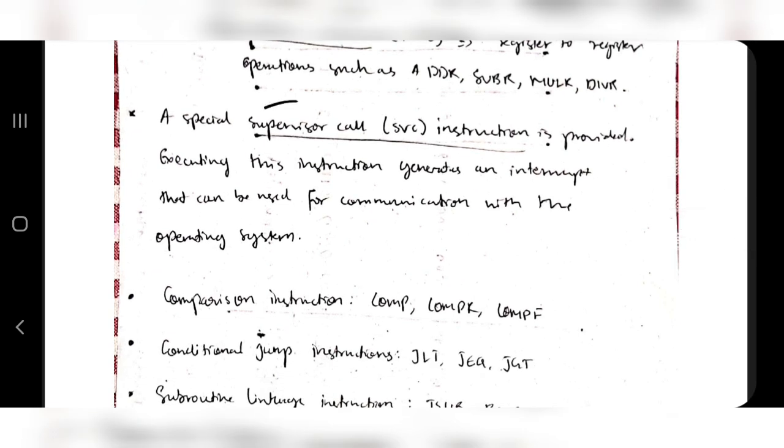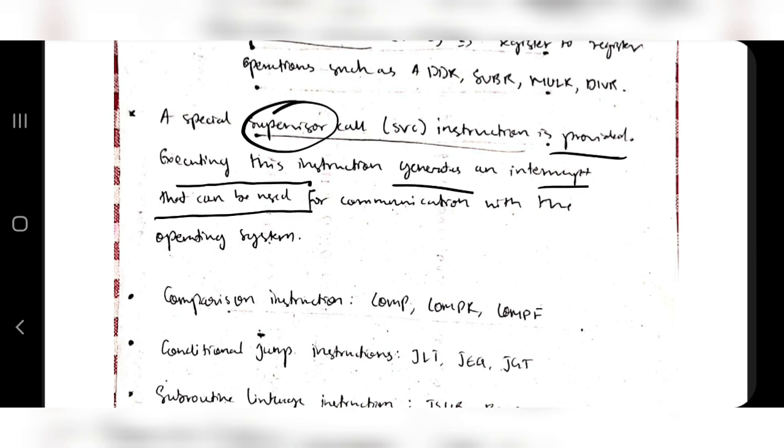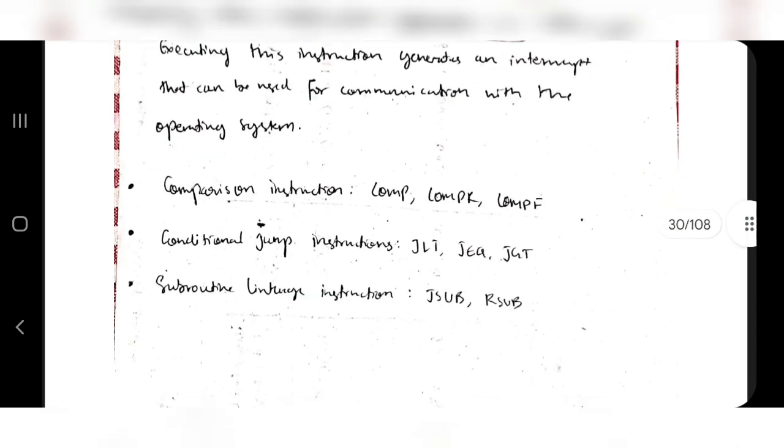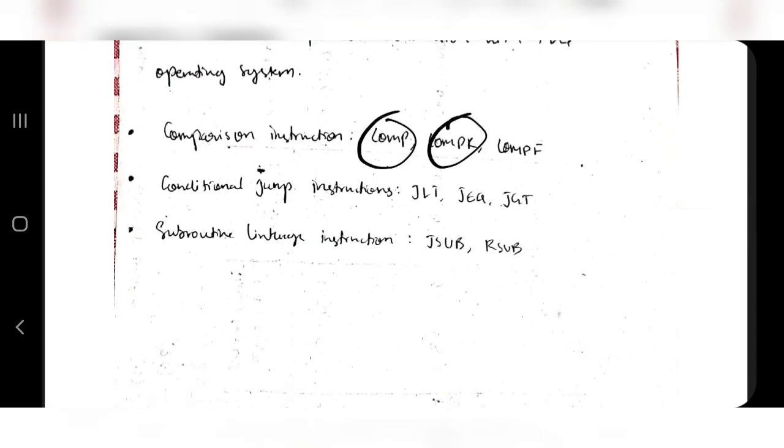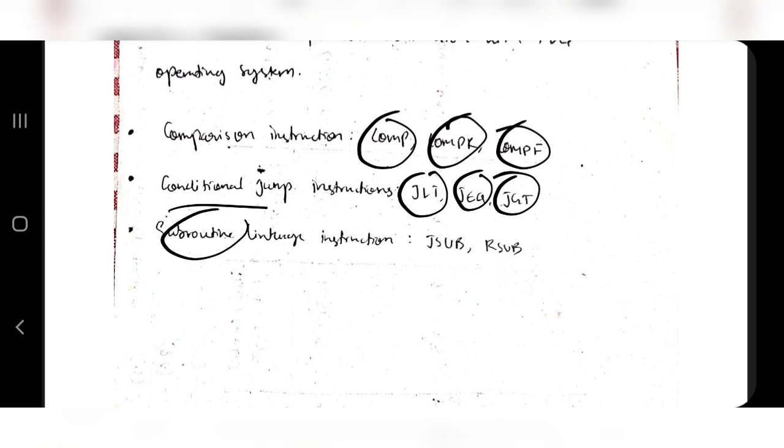And we have the special supervisor call provided. Executing this instruction generates an interrupt that can be used for communication with the operating system. Okay, and the comparison operators COMPR, COMPF, conditional jumps JLT, JEQ, JGT, subroutine linkages JSUB and RSUB, same as the previous one.